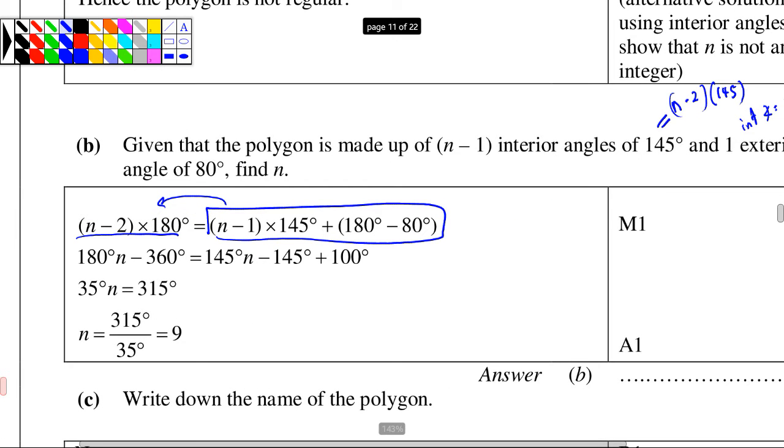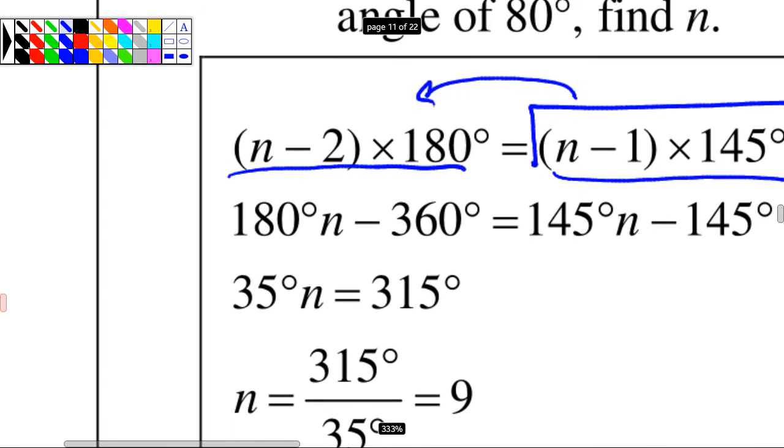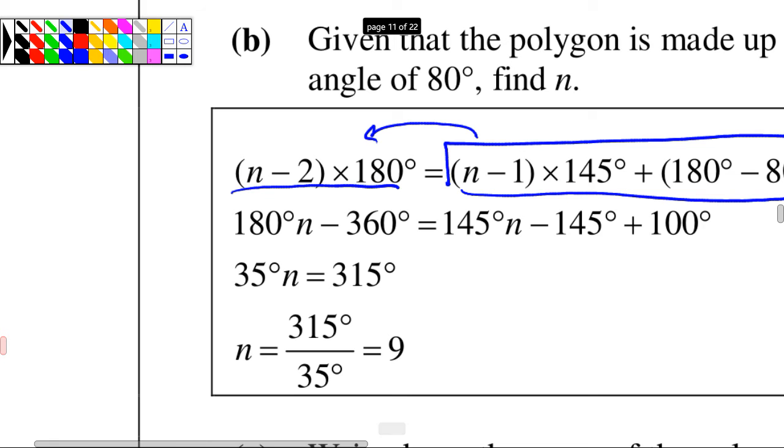Sorry. They already tell you this is n minus 1 interior angle, not n minus 1 side. So the 145 is n minus 1 already. Again, this is n minus 1 interior angle, not n minus 1 side. I thought this was n minus 1 side. So therefore, your answer should be n minus 1 times 145.